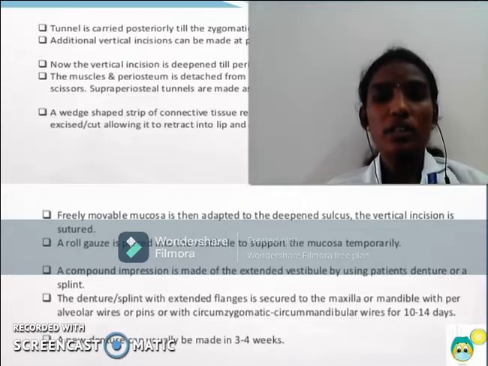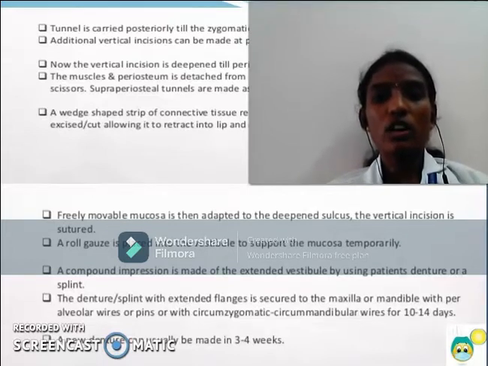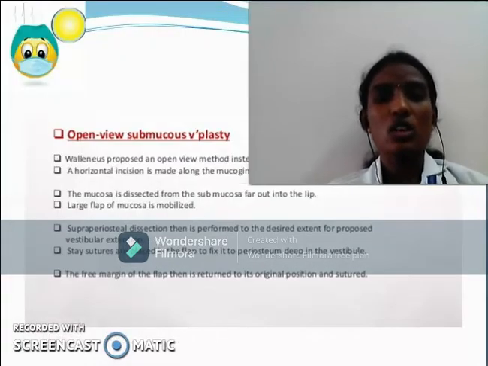A complete impression is made extending to the vestibule using the patient's denture or a splint. A new denture is usually made within 3 to 4 weeks.